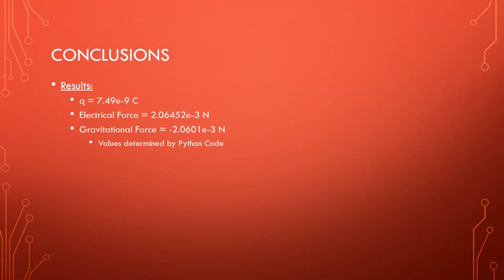The results for this lab were as follows. The charge was 7.49 e-9 coulombs. The electrical force was 2.06452 e-3 newtons, and the gravitational force was negative 2.0601 e-3 newtons. These values were determined by the Python code, and they were approximations.